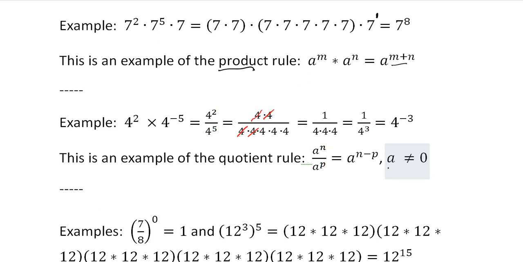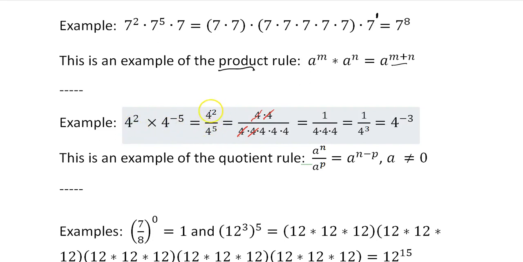Here I want to point out I've got 4 squared times 4 to the negative 5th. I could treat this like a power, or a product rule. In this case, I'm going to treat it as a fraction or as a quotient. So let's go ahead and do that.